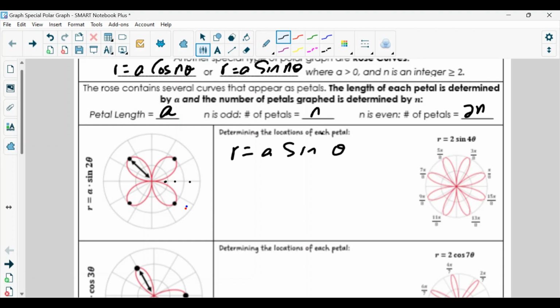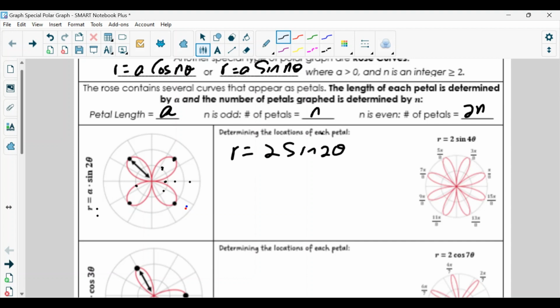Now, what's my n going to be? Well, there are four petals here. That's an even number, so n is going to be 2, because 4 divided by 2 is 2. And my a is the distance from the origin, which is 2, right there. Good. So that's how you can tell.